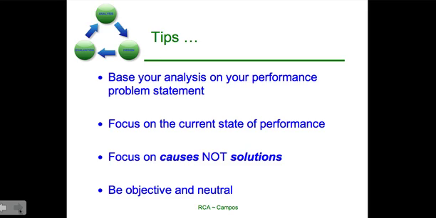And the reason we want to go into this with an open mind is because you might really uncover something you didn't expect that's going to very strongly influence the outcome of your analysis. So you go in with a very open mind, you're focusing on the specific performance problem and the current state of performance, and you want to avoid discussion around solutions. You're not interested in solutions at this point. You really just want to talk about causes.